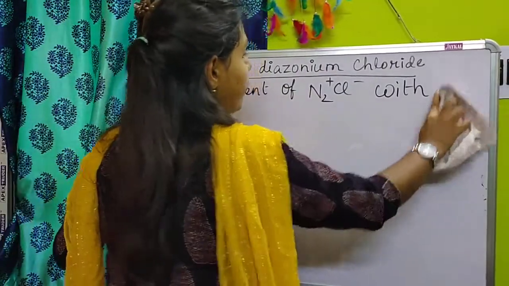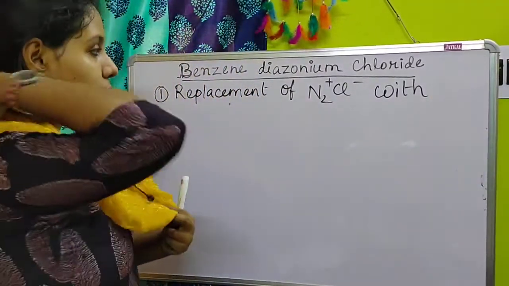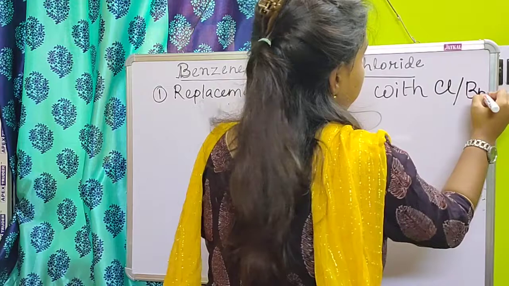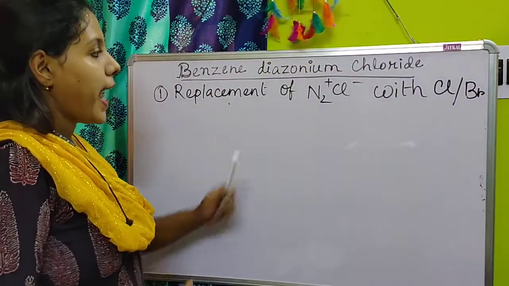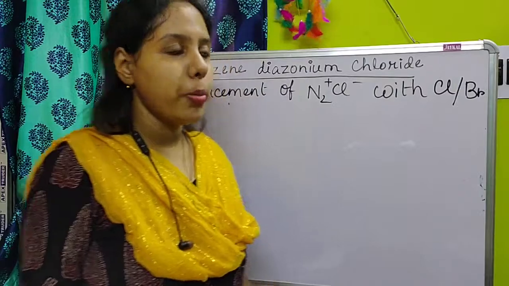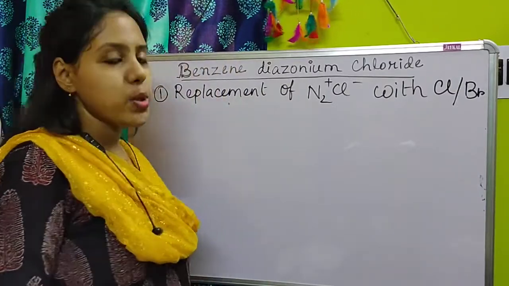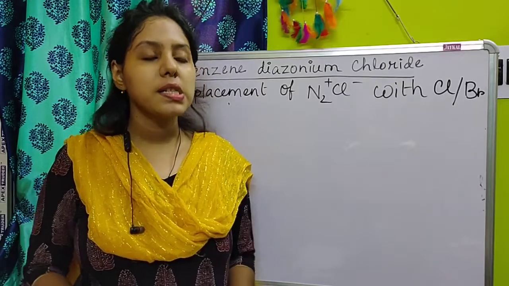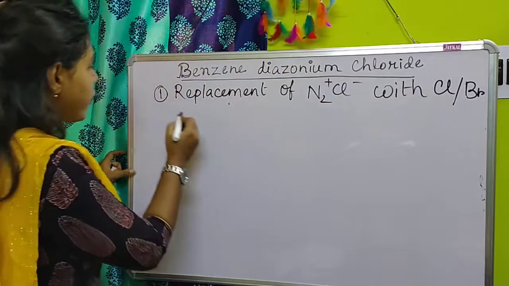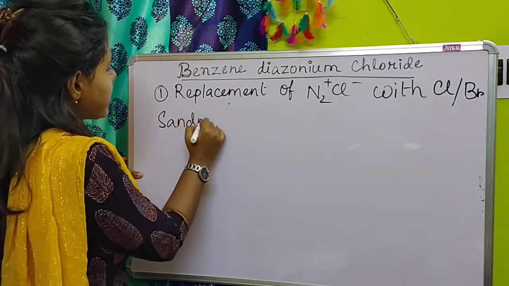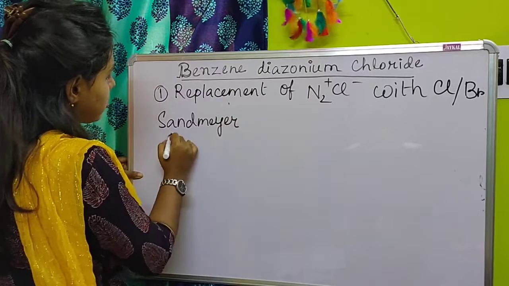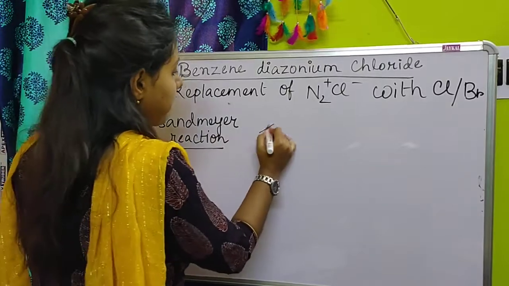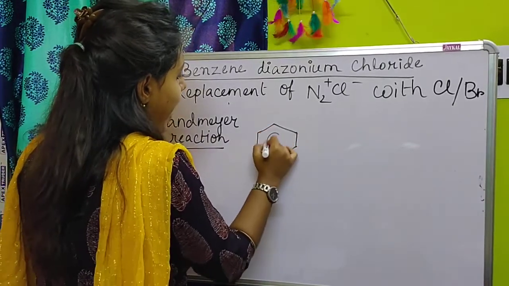Next, replacement of N2 plus Cl minus with chlorine or bromine. Now if we want to add one halogen like chloride or bromide in place of the N2 plus Cl minus, then we could do it in two processes. The first one is the Sandmeyer reaction. So what are the reagents that we could add here?